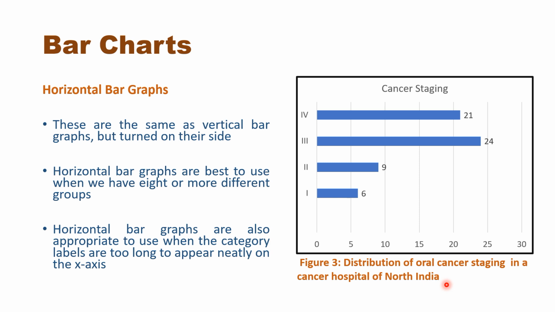Horizontal bar graphs are also appropriate to use when the category labels are too long to appear neatly on the x-axis. Here, figure 3 represents distribution of oral cancer staging in a cancer hospital of North India. And this is the same graph we used for the vertical bar graph. So it again represents the same information, that the majority of the patients are stage 3 or stage 4.